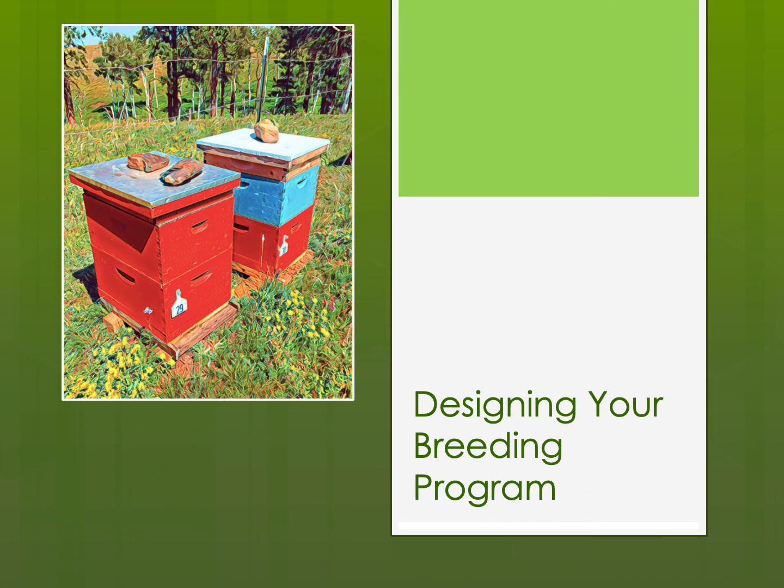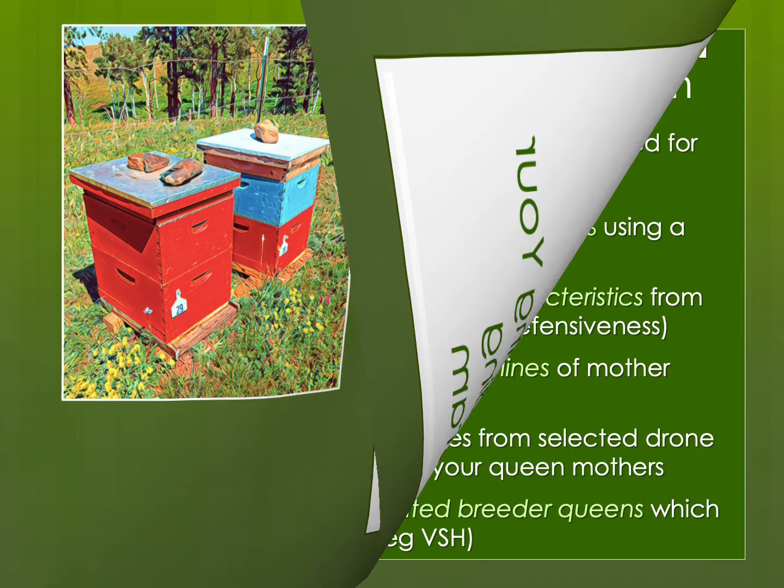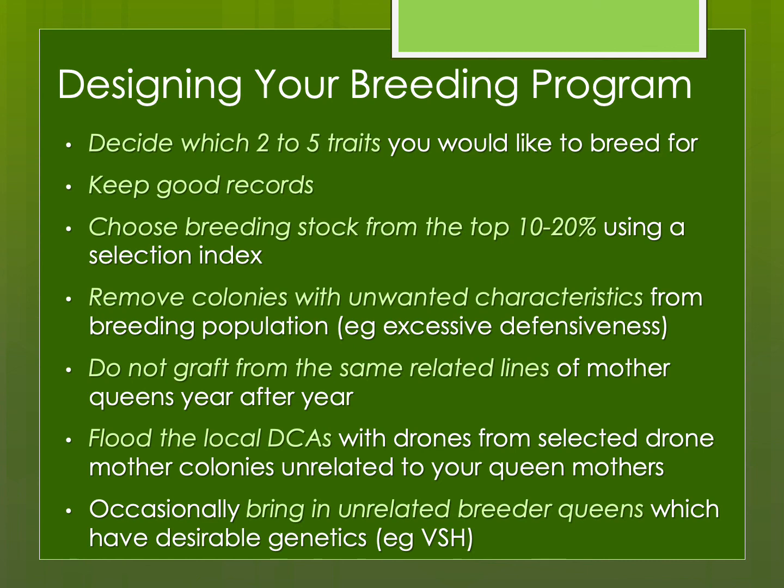Well, that brings us to the end of this presentation, Designing Your Breeding Program. To summarize, once you've learned how to rear queens and produce queens, the next step is to start selecting for them so that you can have a breeding program to select for the traits that you want. And it's going to really depend on what you want. What you want might be very different than what I want. So try to think of about 2 to 5 traits that you'd like to breed for. Keep good records. That's really important because if you're not keeping track of information or data, you really don't know anything. Try to choose your breeding stock from the top 10 or 20% using a selection index.